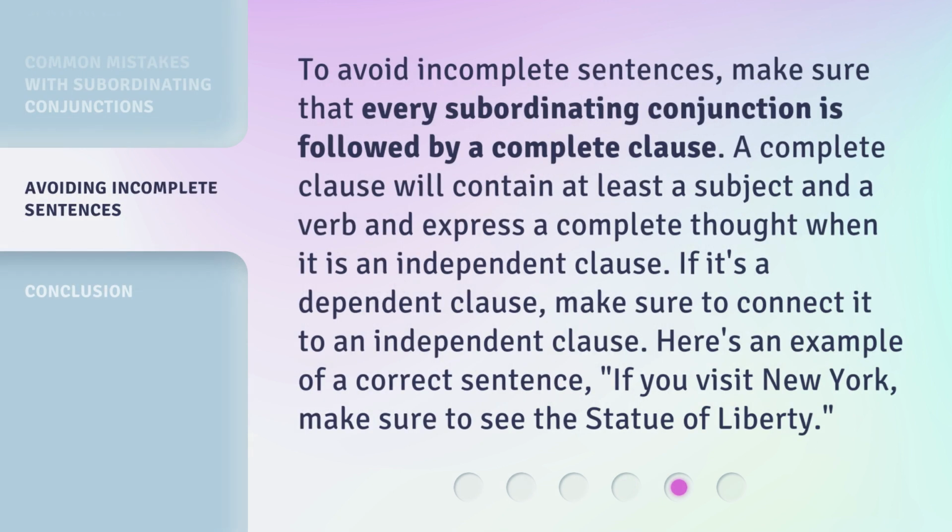To avoid incomplete sentences, make sure that every subordinating conjunction is followed by a complete clause. A complete clause will contain at least a subject and a verb and express a complete thought when it is an independent clause. If it's a dependent clause, make sure to connect it to an independent clause. Here's an example of a correct sentence. If you visit New York, make sure to see the Statue of Liberty.